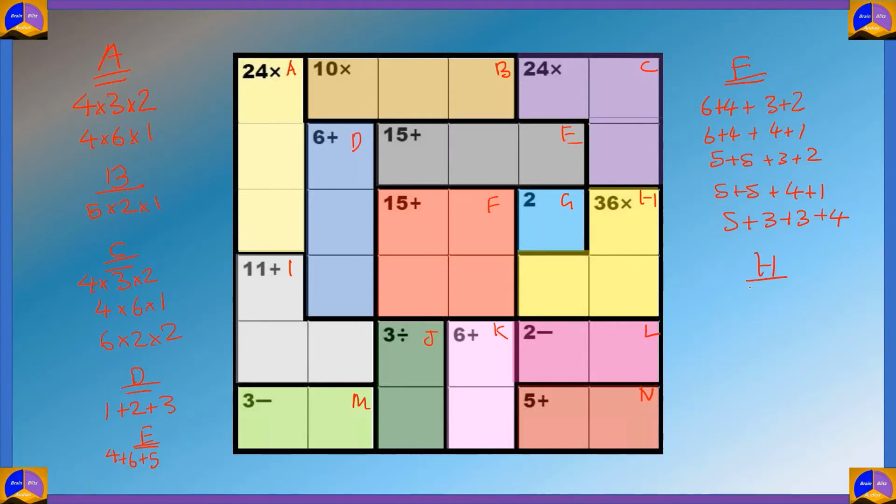Let's look at cage H. In this cage, there are three cells and the operation is multiplication. After multiplying, our result must be 36. So the options are 6 times 6 times 1 and 6 times 2 times 3.